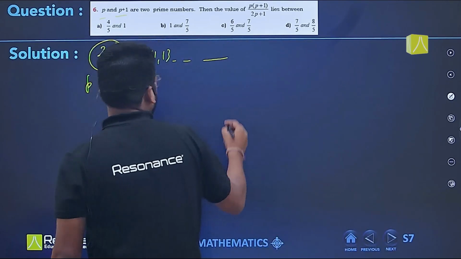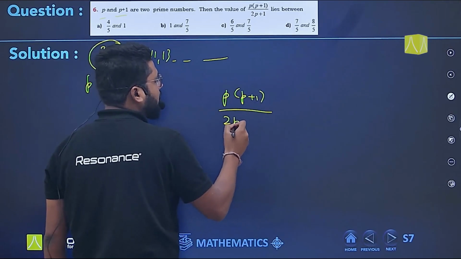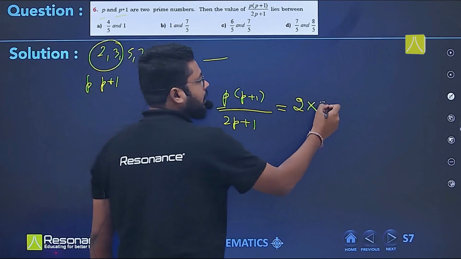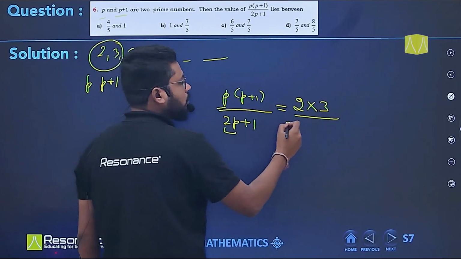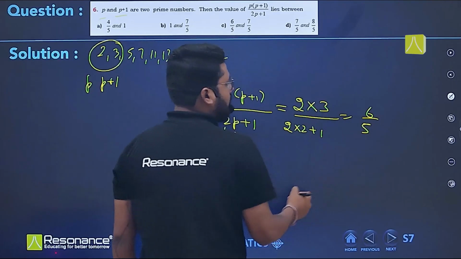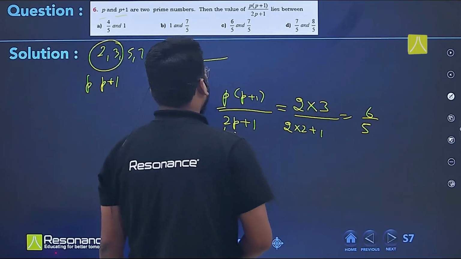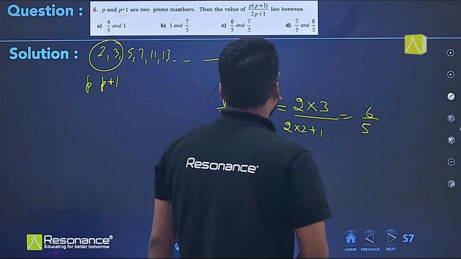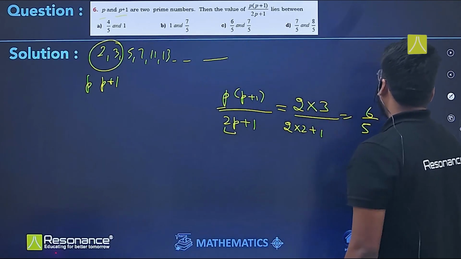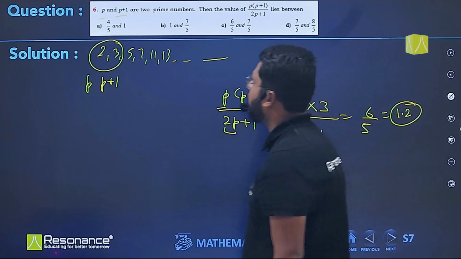So we have to find the value of P into P plus 1 by 2P plus 1. If you put the value of P as 2, P plus 1 is 3, divided by 2 into 2 plus 1. So it will be 6 by 5. Okay, it will be 6 by 5. So it will be almost 1.2. If you divide 6 by 5, you will get 1.2.